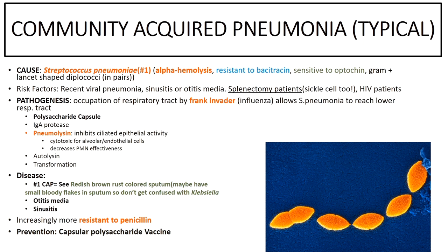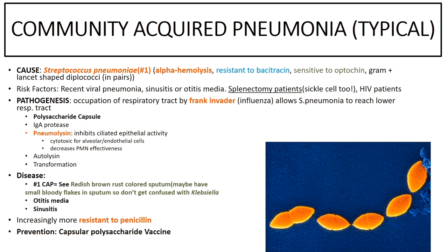This is a gram-positive lancet-shaped diplococci, and I put that picture down there to show you what lancet shape looks like. See how they're pointed like this? I think that's one of the best pictures you can find showing what a lancet shape looks like, and they like referring to that. So this is a common cause of recent viral pneumonia. This is our bacterial pneumonia on top of viral pneumonia, so think influenza.